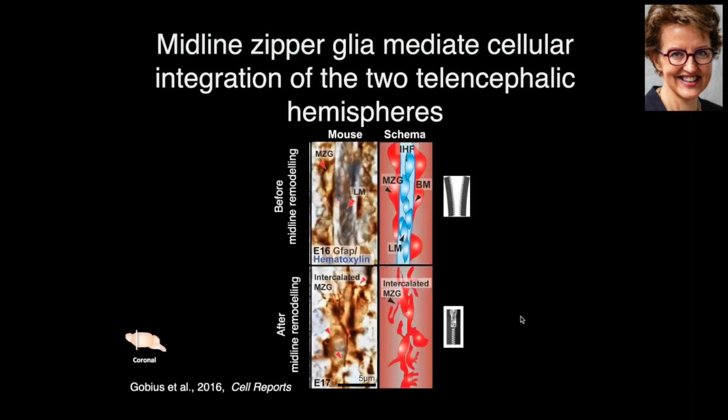So how does this happen? You can see here zipper open and zipper closed at two stages of mouse development, E16 and E17. And you can see, stained with GFAP, that the glia start to become multipolar here and have infiltrated across this cleft and fused the midline. Whereas prior to fusion, these midline zipper cells are bipolar radial glial cells.